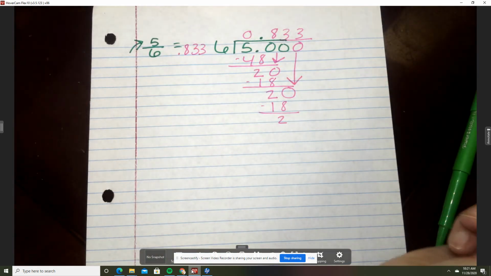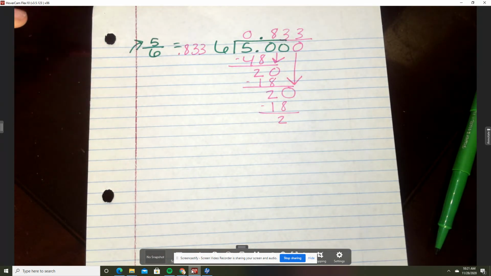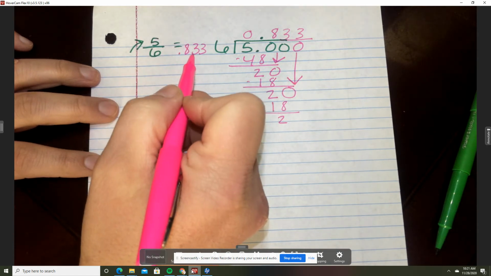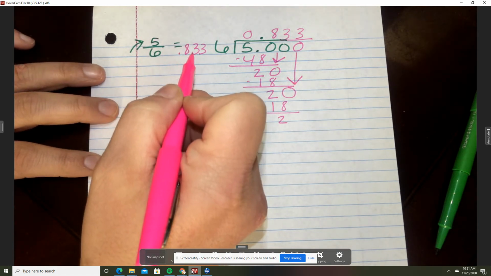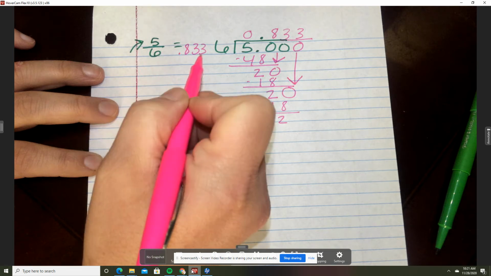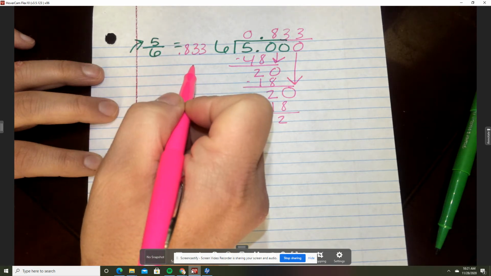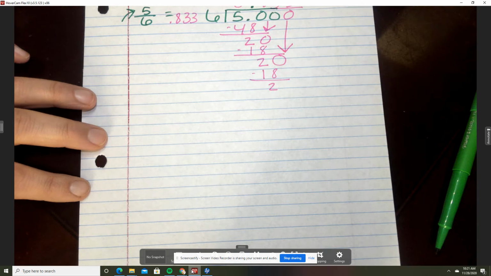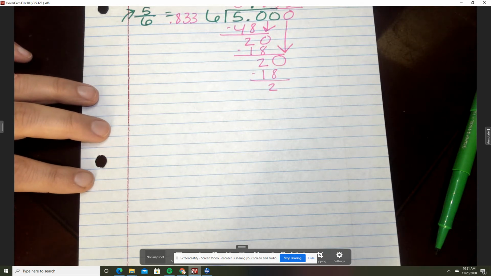833 thousandths, okay? So like I said in the first video today, decimals and fractions are similar because they are both parts of numbers. 5/6 says exactly the same thing as 833 thousandths, the decimal form. They are parts of numbers. They are the same thing. We just write them differently. All right, let's do a couple more.